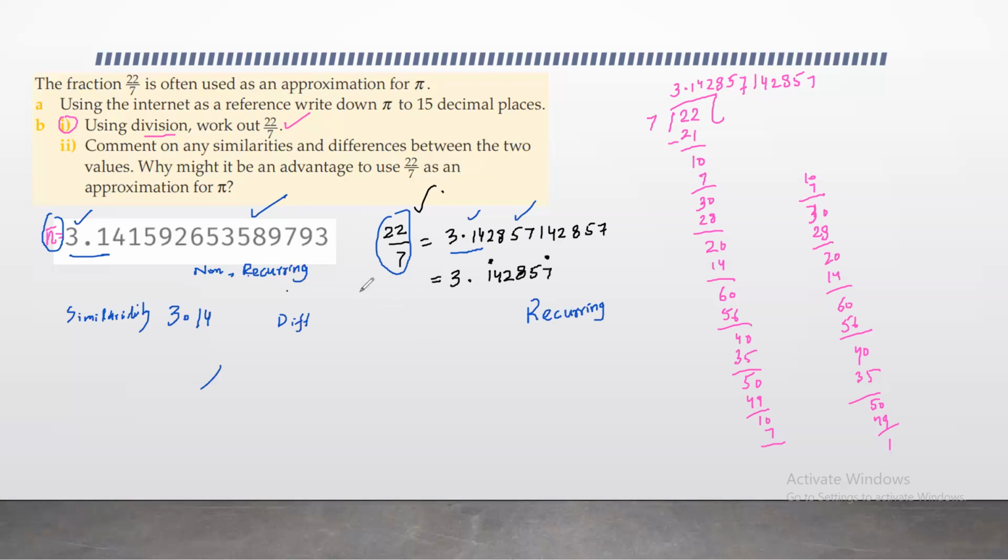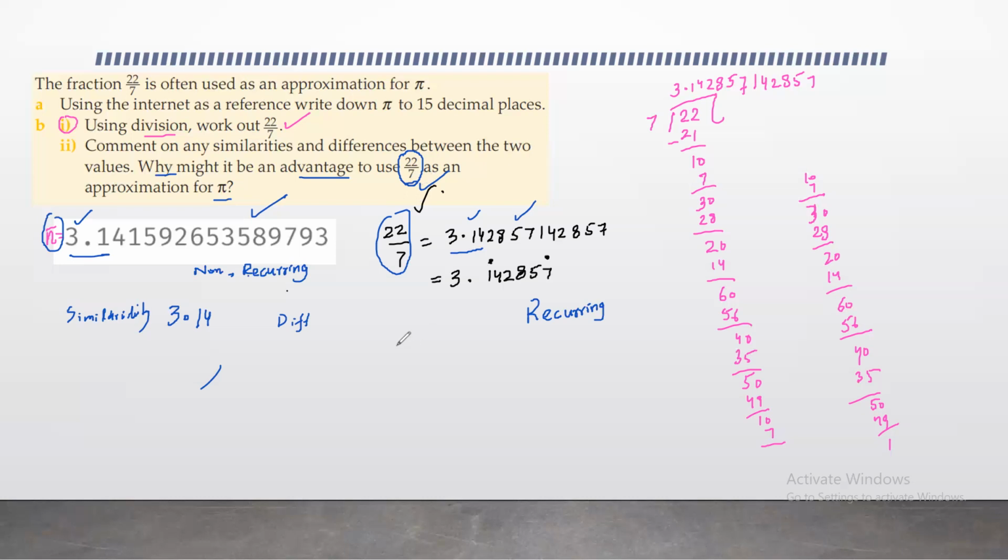And one more thing, why might it be an advantage to use 22 over 7 as an approximation of pi? So the advantage is you can use this value of 22 over 7 more conveniently without using a calculator. Sometimes this is more helpful for us, 22 over 7, to calculate the value if you don't have a calculator, or if a calculator is not allowed. So this is a more useful value.